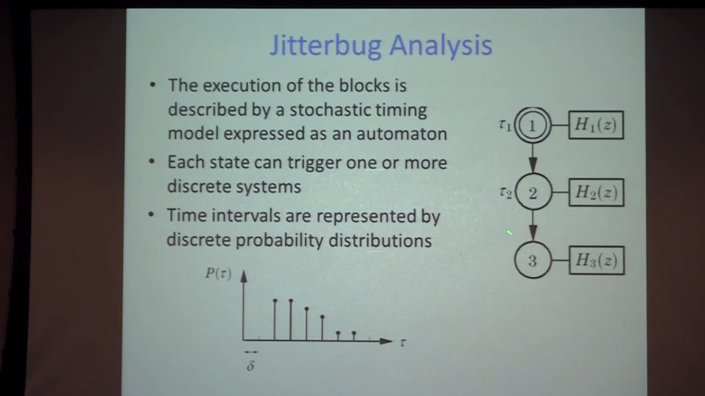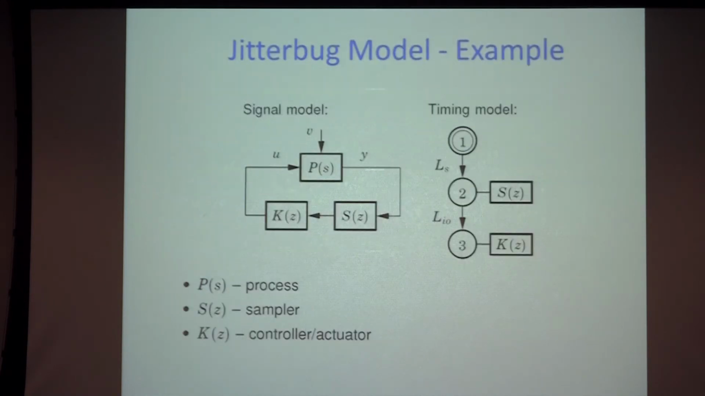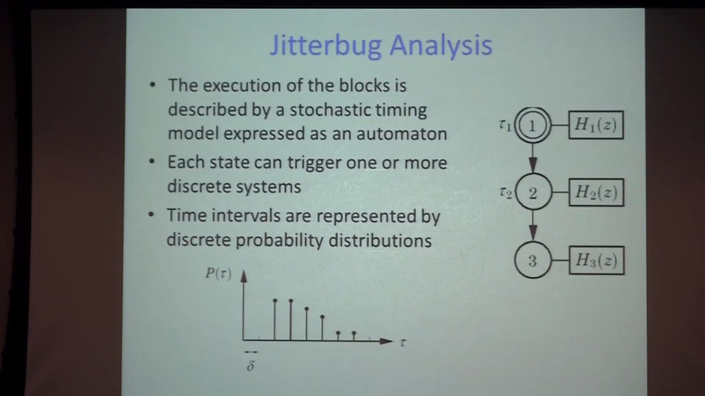And then the delays are represented by discrete probability distributions, where we have a resolution given by this delta, which is the granularity. This affects the complexity of the analysis, how much time and memory we will use. So that was the model of a network control loop.